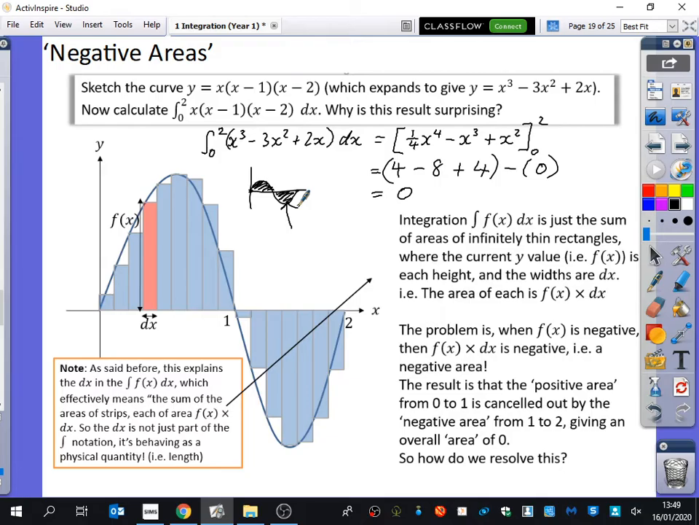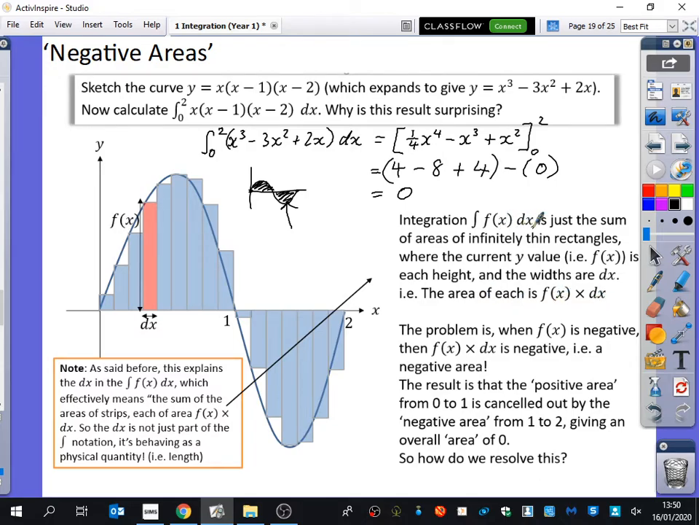So let's just have a quick look at what I've written here. Do you remember last lesson we talked about the rectangles, and we said it was about finding the area of the rectangle? So I've said, as we said before, this explains the dx in the, actually no, I should read this bit first, sorry, up here. So when we do the integral of f of x dx, it's just the sum of the areas of infinitely thin rectangles where the current y value, i.e. the f of x bit, is each height, and the widths are dx, i.e. the area of each little rectangle is the height times the width.